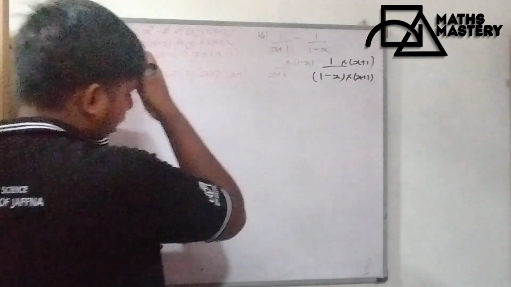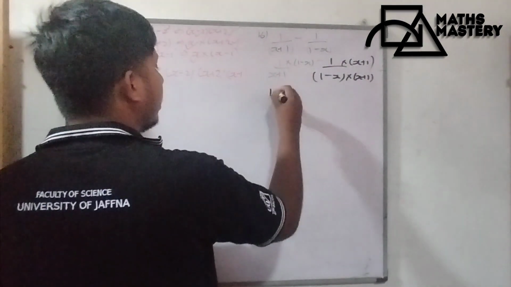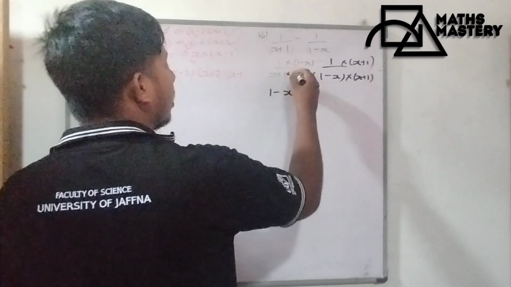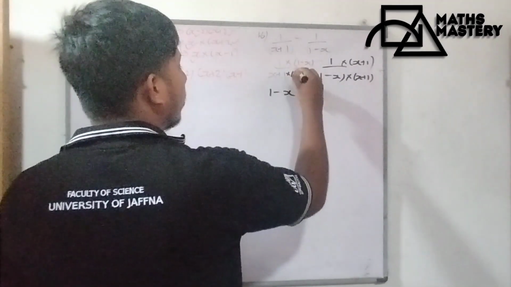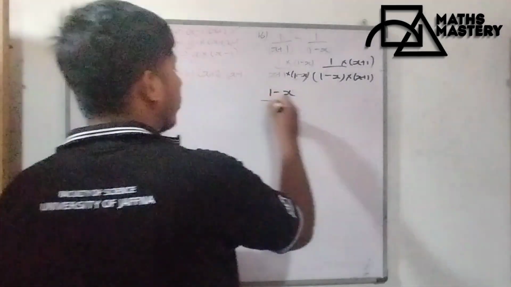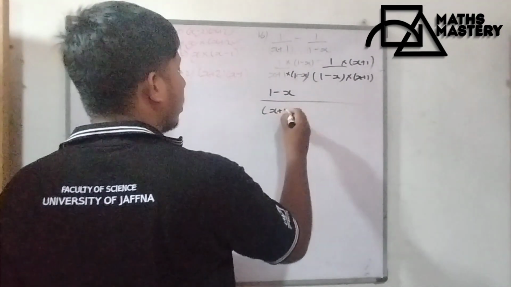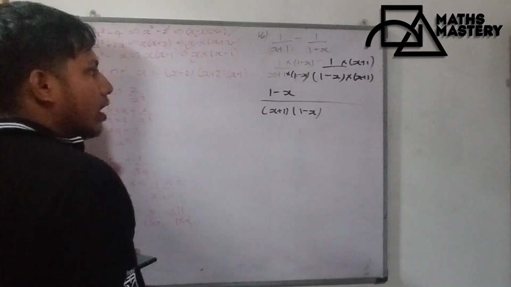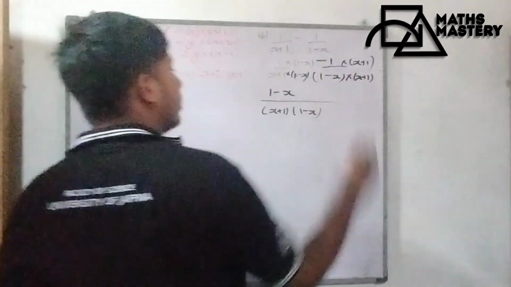Okay, now look carefully, buddha. 1 times 1 minus x, it's 1 minus x already. Okay, here now see, you should multiply this by 1 minus x also on top and the bottom. After multiplying, you'll get a common denominator, which is x plus 1, 1 minus x. Here both have the same common denominator.